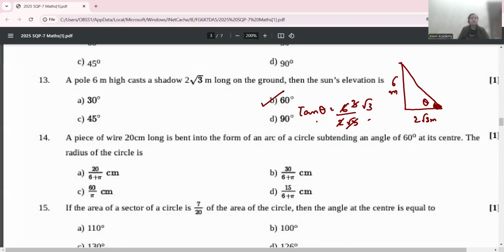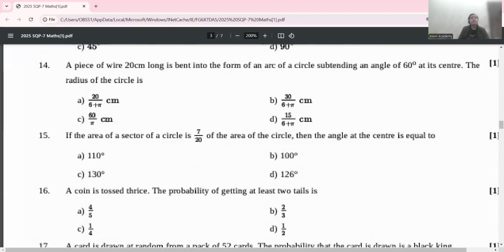Going to the next question, a piece of wire 20 centimeter long is bent to form an arc of a circle subtending an angle of 60 degree. So 20 centimeter long is basically given the length of the arc and angle of 60 degree is given theta. We have to find the radius. So I can say the length of the arc is equal to theta by 360 into 2 pi r. Theta is given 60 degrees, so we'll put in the value here. This gets cancelled 6, 2.